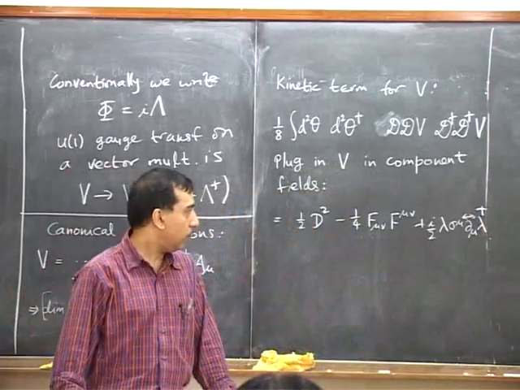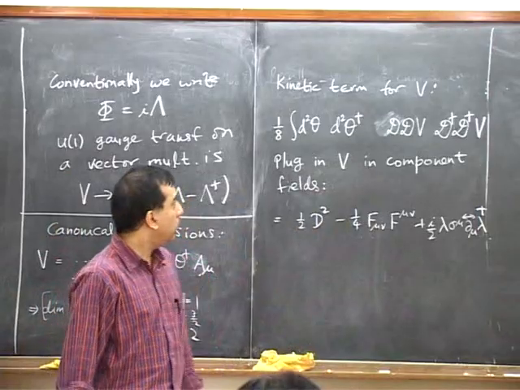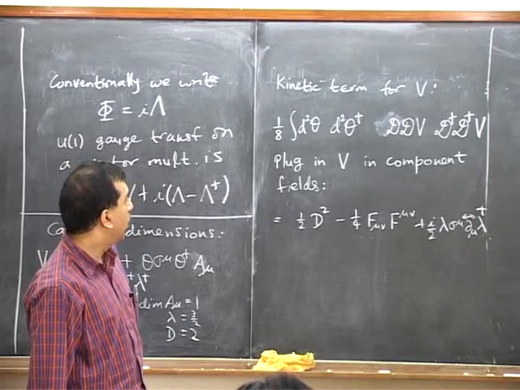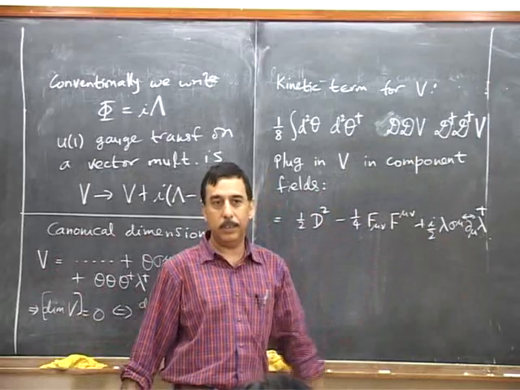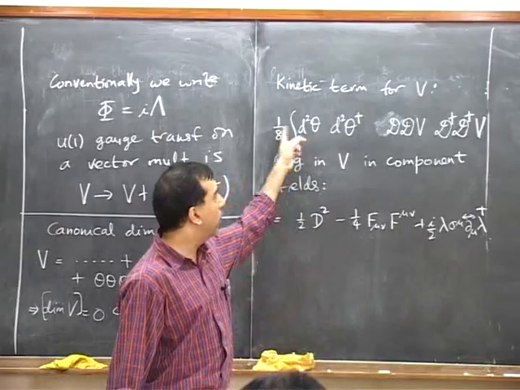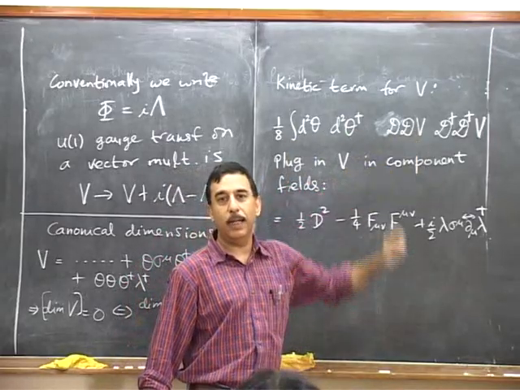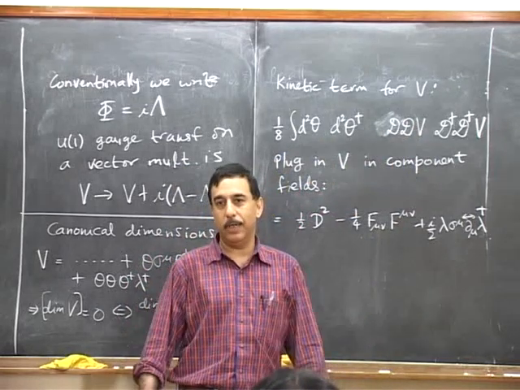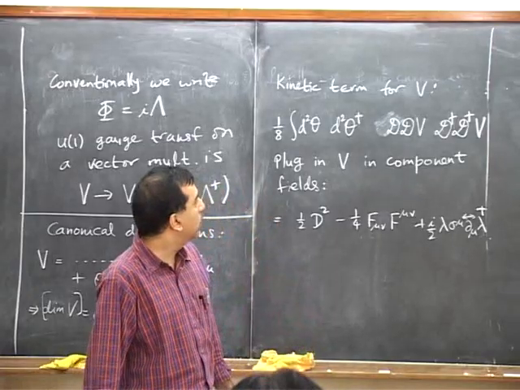Okay, so this is good news indeed. We found an action for V which has the correct canonical dimension, which is super covariant. The only thing we didn't check was that it's invariant under the shift of V by i lambda minus lambda dagger, which is the superfield analog of a gauge transformation. Okay, so how do we check that?